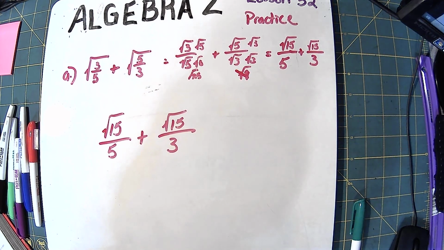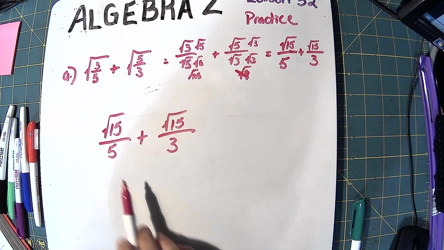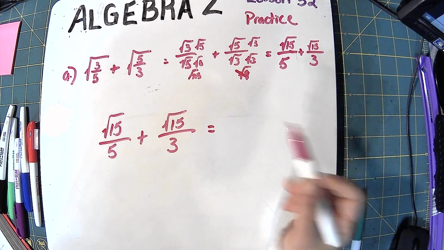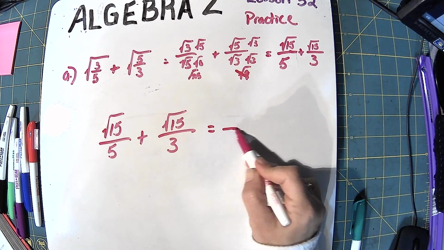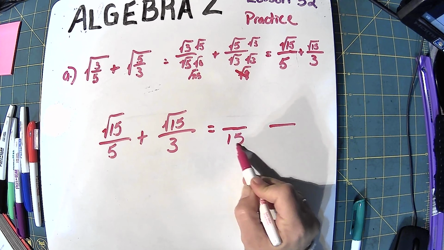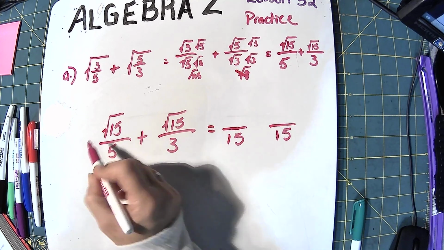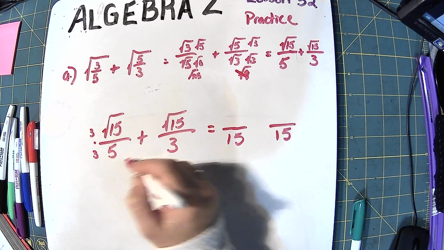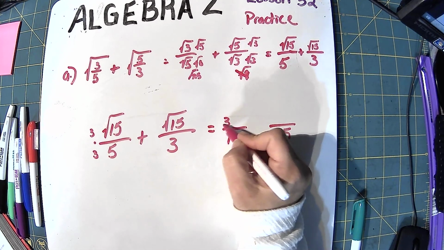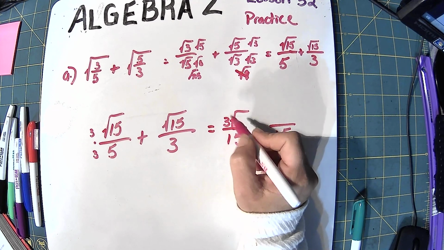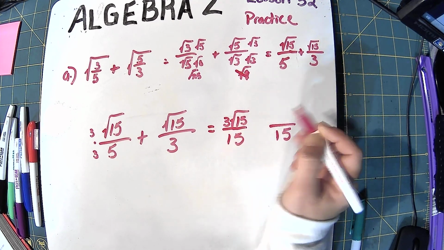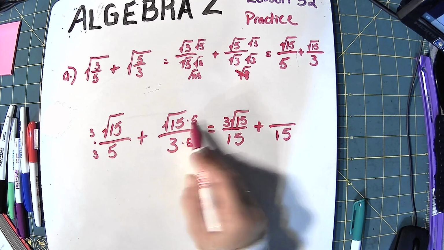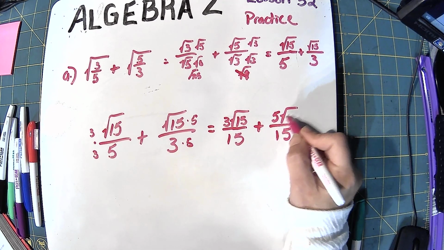Okay, I still cannot add these because I have to get my denominators the same. So the least common multiple of 3 and 5 is going to be 15. So I want my new bottoms to each be 15. So to get 15 here, I would have had to do times 3 and times 3. So that's going to be 3 times 5 is 15. 3 times the square root of 15. And then plus this one, I had to multiply times 5 on the top and the bottom. So we're going to have 5 times the square root of 15.